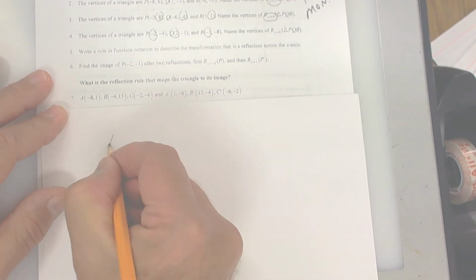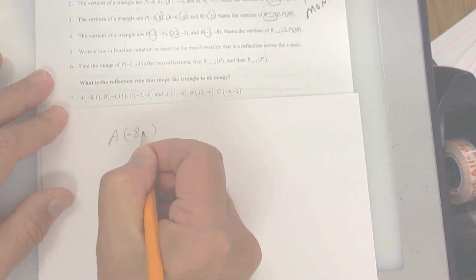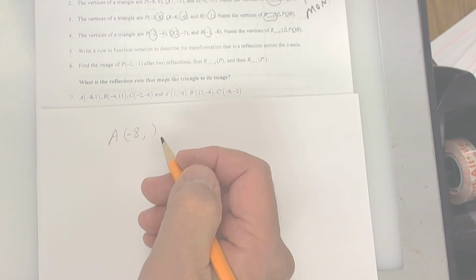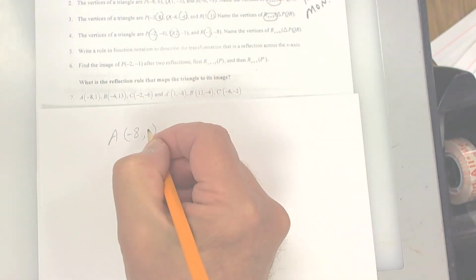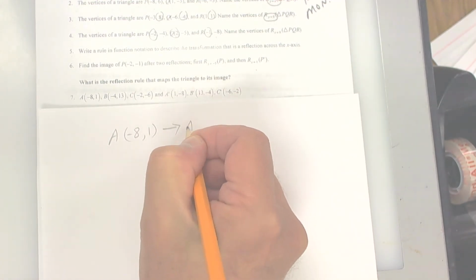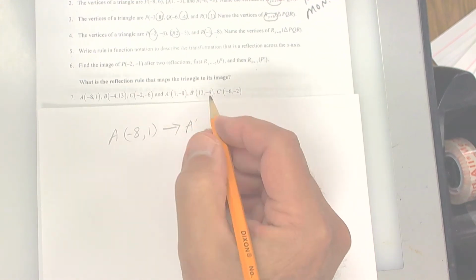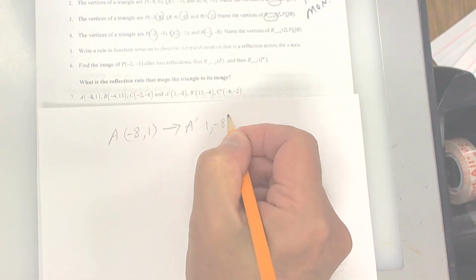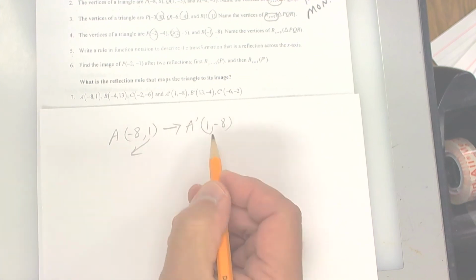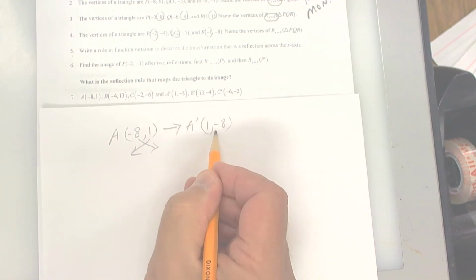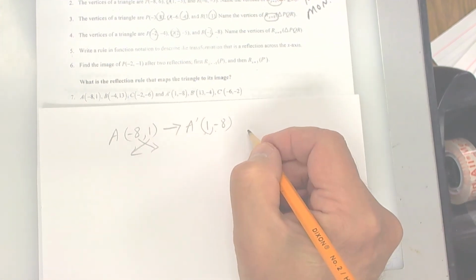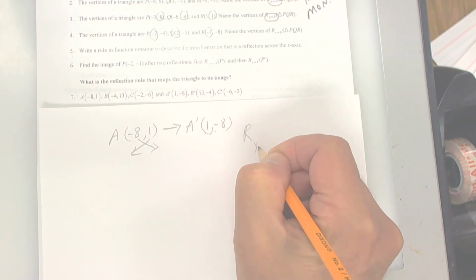All right, well, let's look at A. A is -8 and 1. And then A prime right here is 1 and -8. It looks like they switched them. They moved the 1 to the front and -8 to the back. So that would be a reflection of y equals x.